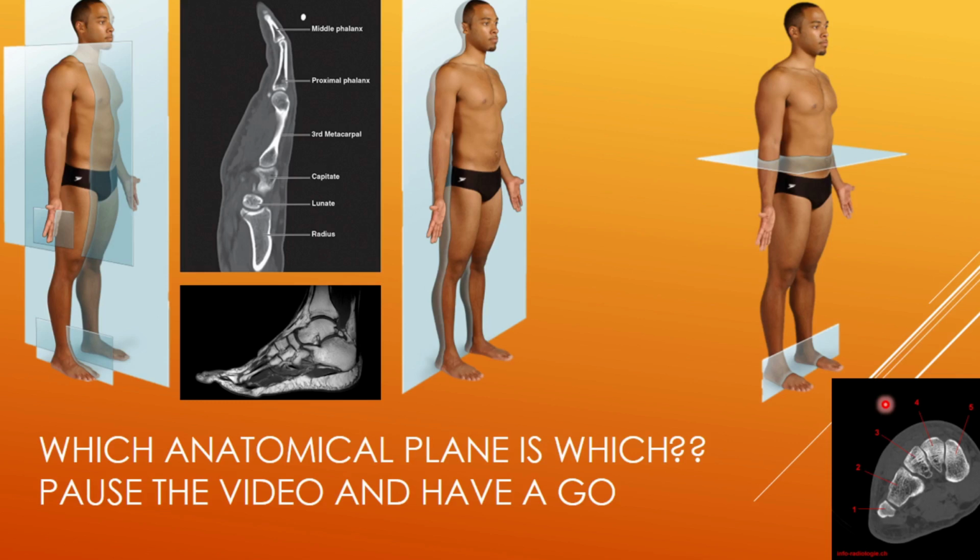So at this point, I'm going to ask you to pause the video, and I want you to try and have a go at determining which anatomical planes are which based on the images on this slide. You can also use this time, if you want, as an opportunity to practice some of the other terms that we've mentioned, things like anterior, posterior, superior, proximal, all of those. So pause the video and have a little go.